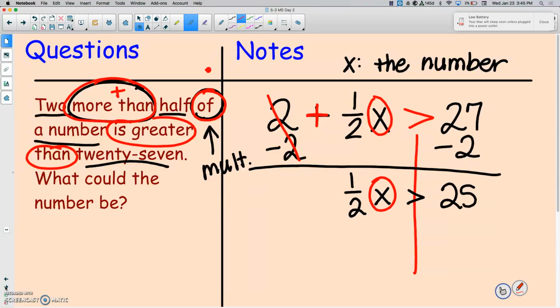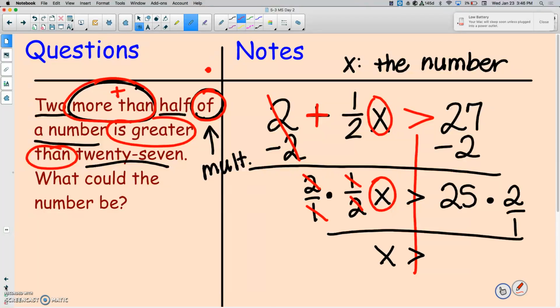Remember, when you have a fraction times your variable, you need to multiply by the reciprocal to cancel it out. So flip over that fraction and multiply both sides like this. The 2's will cancel, so will the 1's. So all that's left on the left-hand side is x, and on the right-hand side, put a 1 under that 25 and multiply straight across. 25 times 2 is 50, 1 times 1 is 1, and 50 divided by 1 is 50. So x is greater than 50 is my final answer.